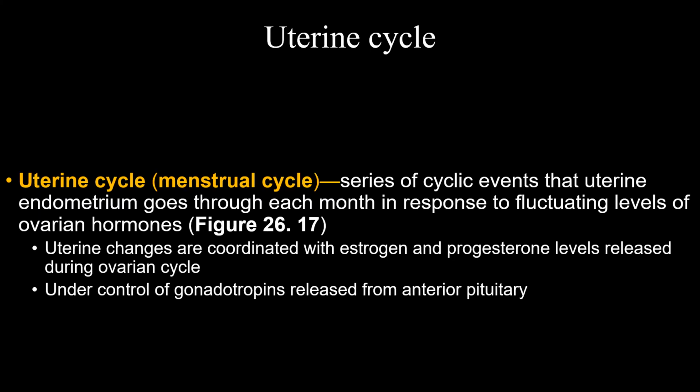Now we have the uterine cycle, or the menstrual cycle, a series of cyclical changes that the uterine endometrium goes through each month, responding to fluctuating levels of ovarian hormones. These uterine changes tend to be coordinated with levels of estrogen and progesterone released during the ovarian cycle phases. So let's look at the structures of the endometrium first that are changed by these hormone levels.